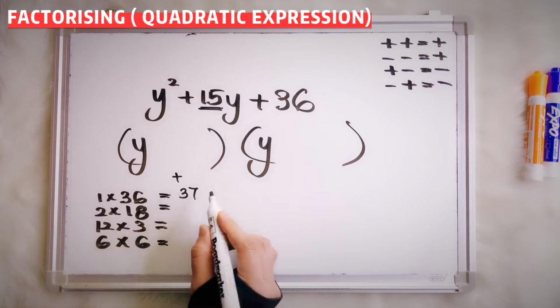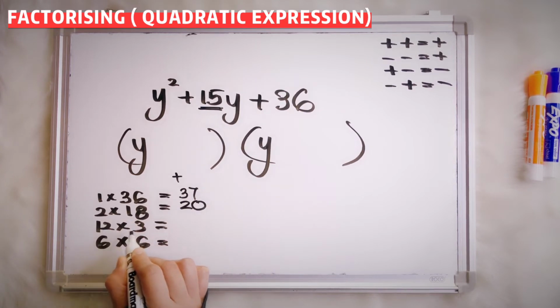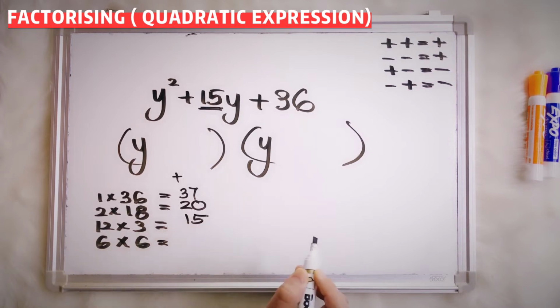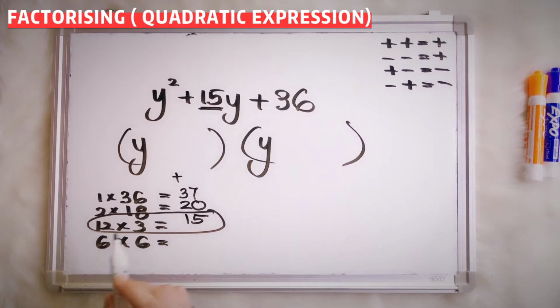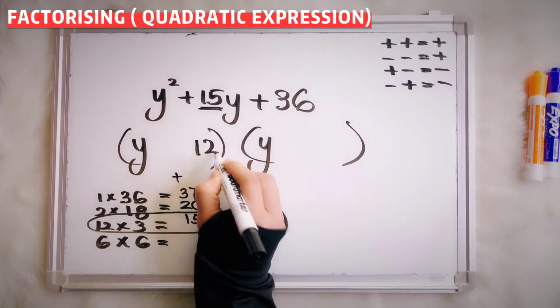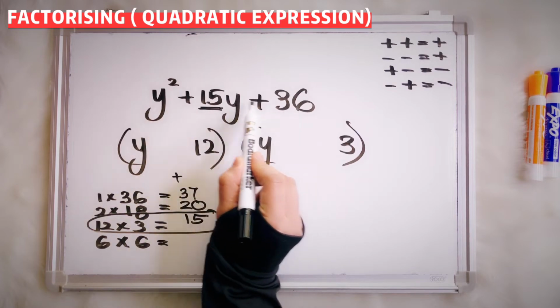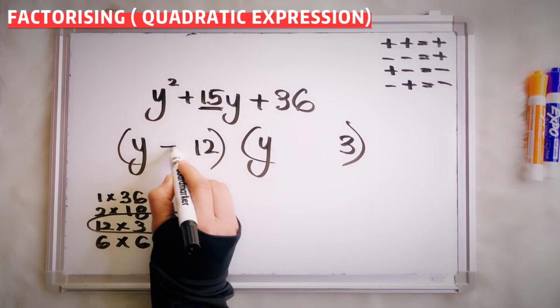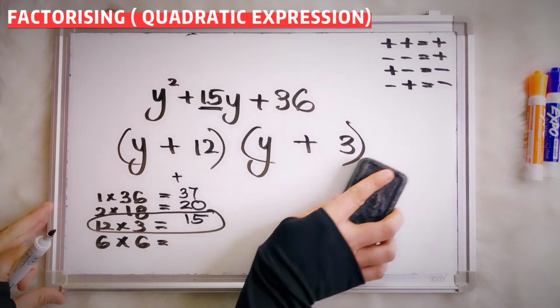18 plus 2, you will have 20. 12 plus 3, you will have 15. So that means we take this pair. The factors are 12 and 3. You see all the signs are positive, so this is positive and positive. Okay, next one.